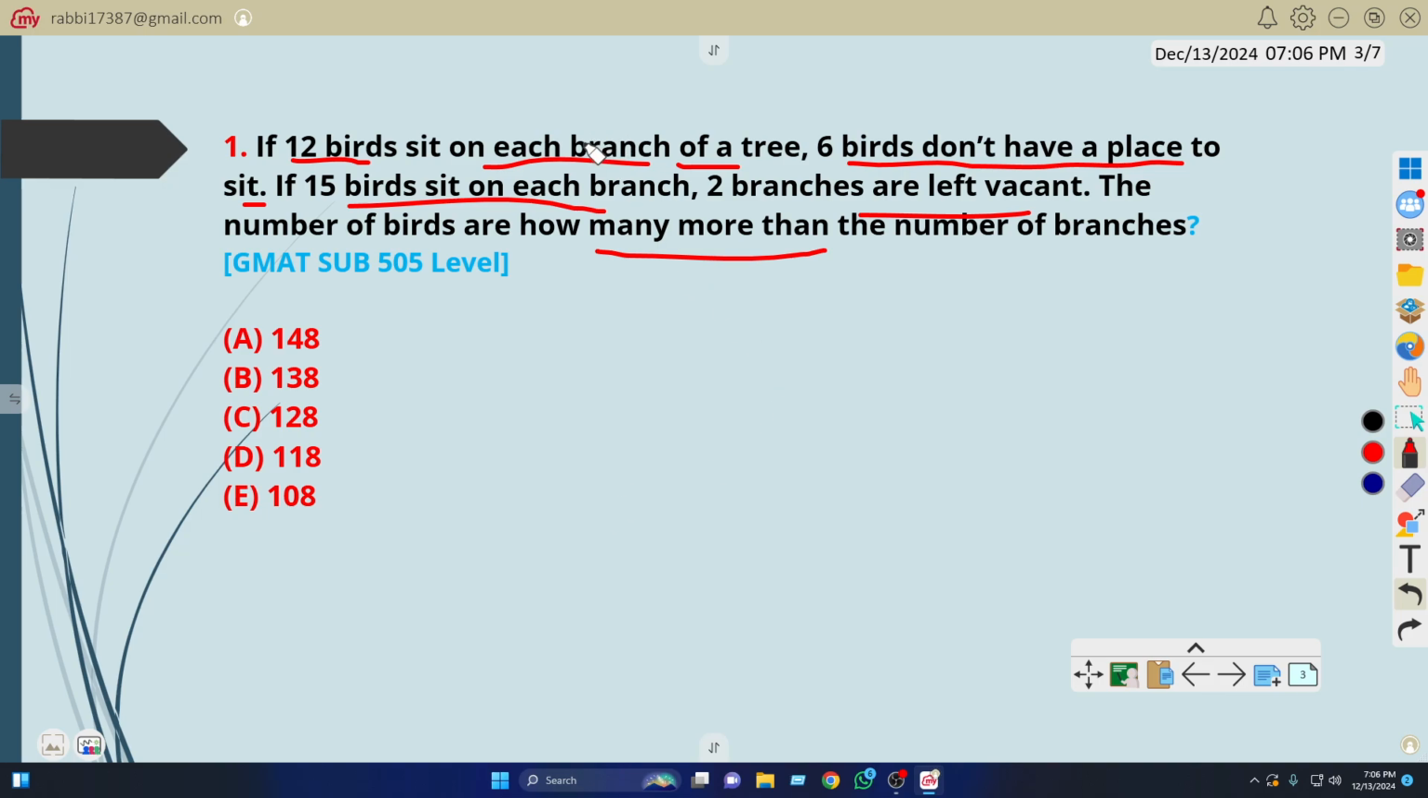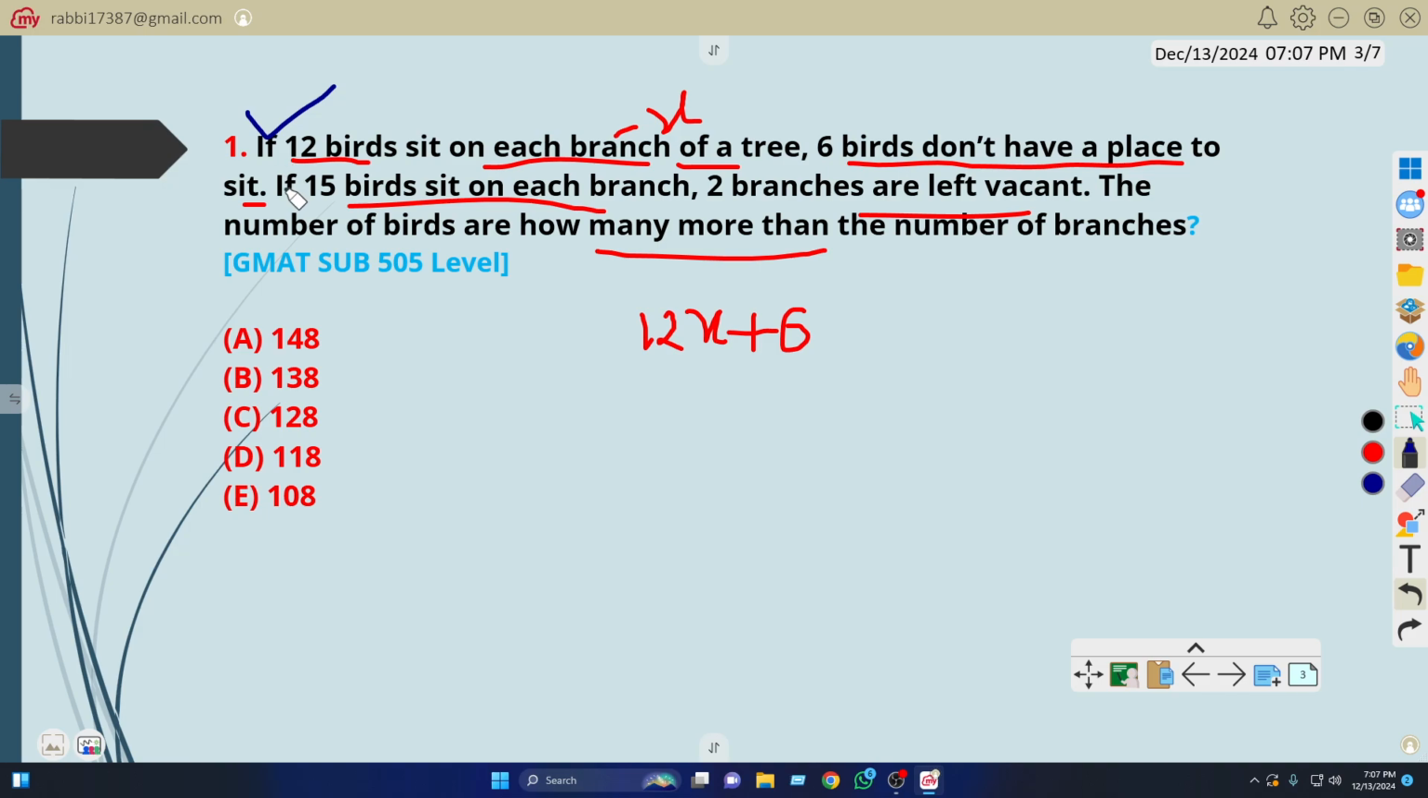We don't know how many branches the tree has, so we can imagine the number is x. So x is the number of branches of a tree, and each branch has 12 birds sitting on it, so 12 into x. And 6 birds don't have a place to sit, so those are the remaining birds. So we should add, that is 12x plus 6, and that is the total number of birds from the first condition.